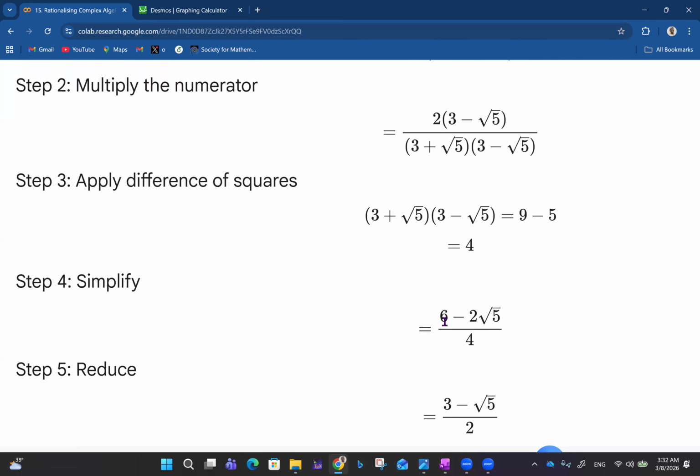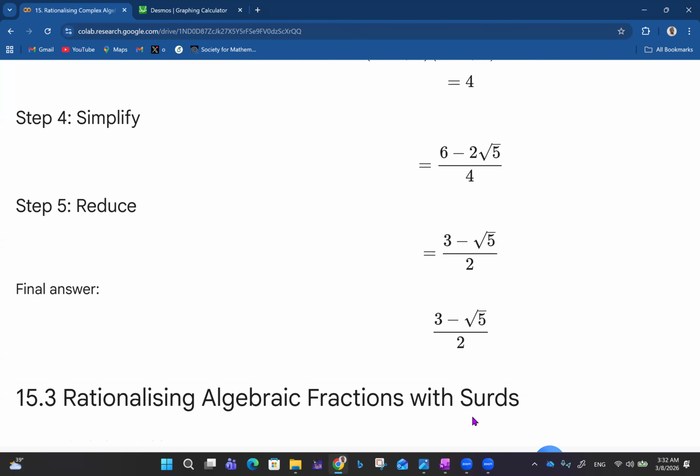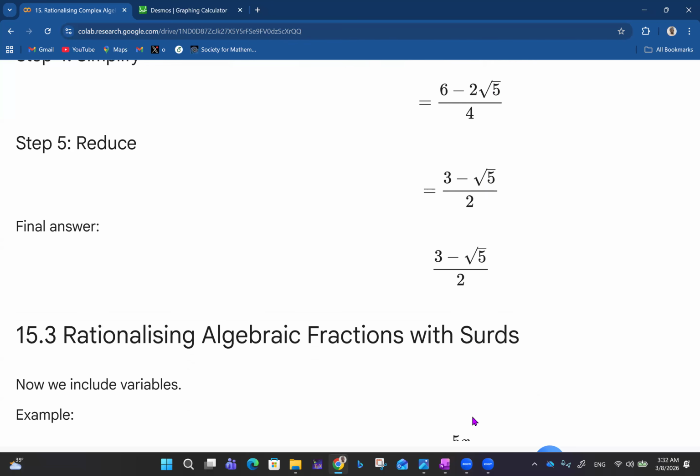So you can factor out 2 here. So you have 2 into 3 minus root 5 all over 4. So 2 cancels 2, 2 goes in 4 twice, and you have this expression. So the final answer is 3 minus root 5 all over 2.